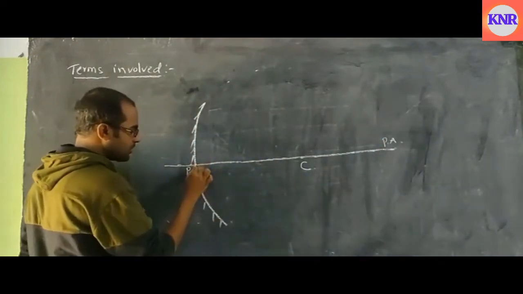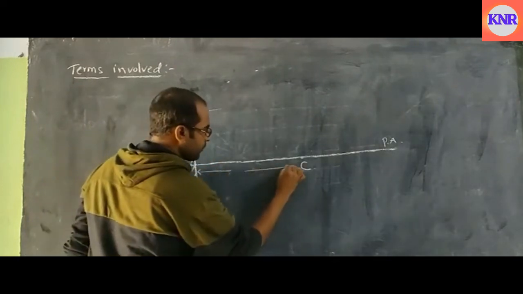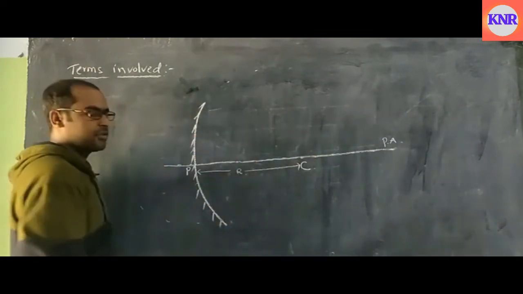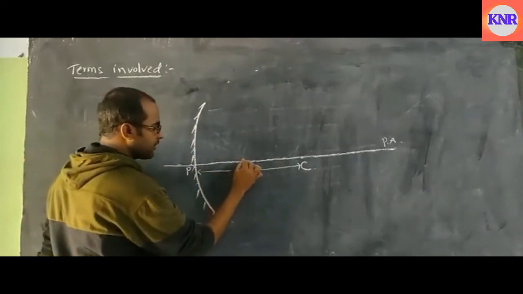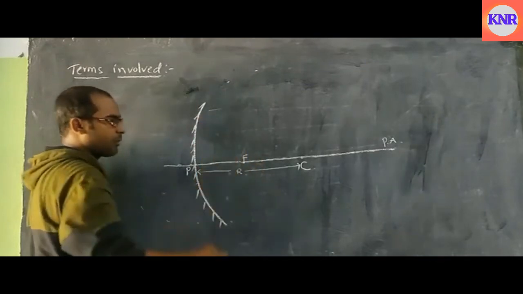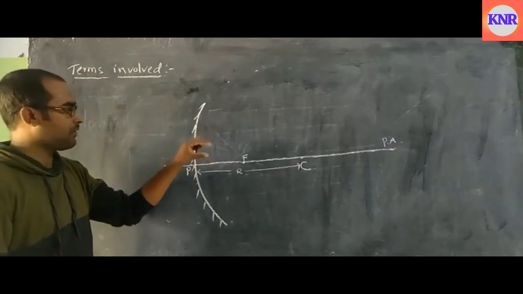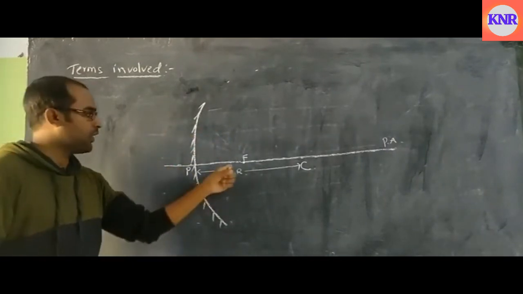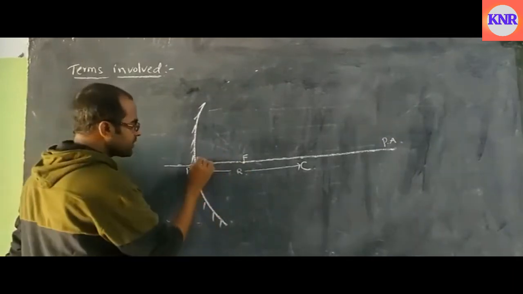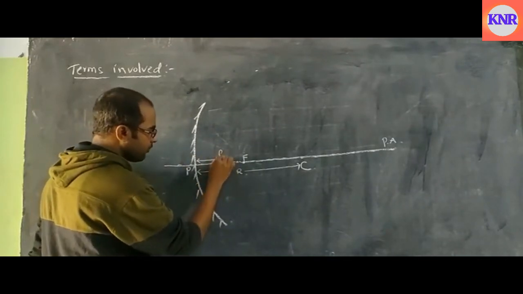And the distance between pole and center of curvature is R, radius of curvature. Yes, then at this point we can find the focal point or principal focus, where all the parallel rays, reflected parallel rays, will meet together. That point is the focus, principal focus or focal point. The distance between focal point and pole is called focal length.